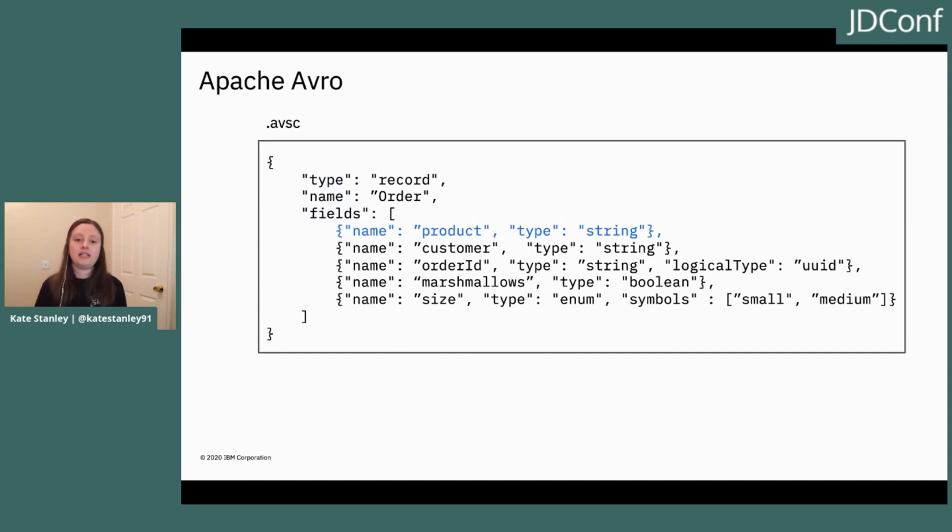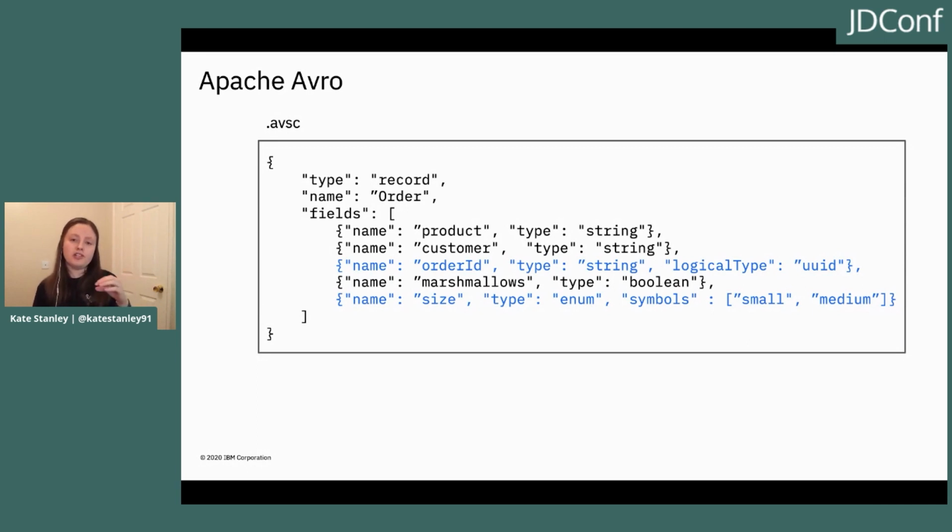Then you can provide the different properties. So for example, here I have a product and it's got type string, but Avro also provides additional metadata you can provide. So for example, I've got a logical type here, which is a unique ID. They also provide logical types around dates and times. So those are the ones that I see people using quite a lot because it's really useful to be able to define a specific entry as a date or a time rather than just using a string, say.